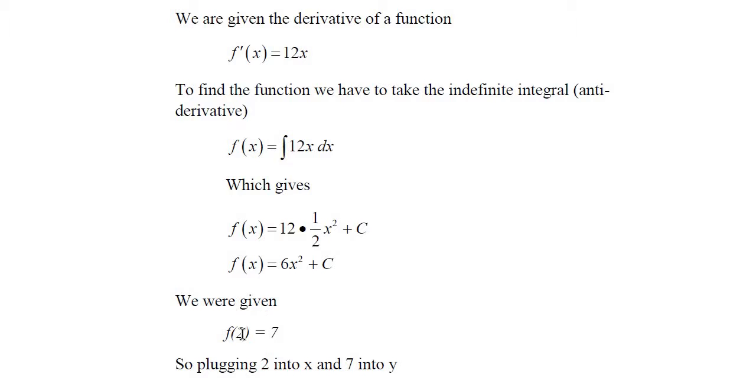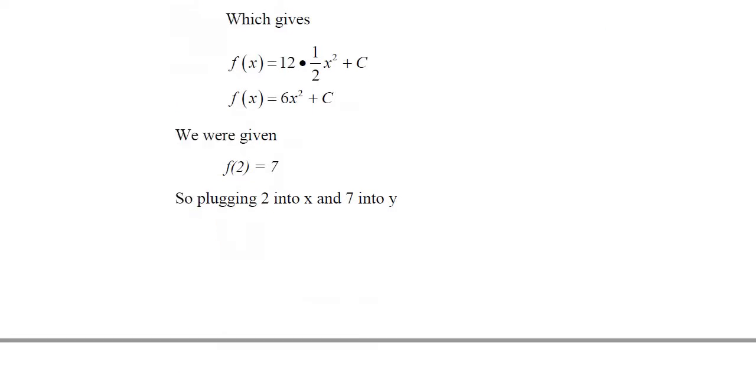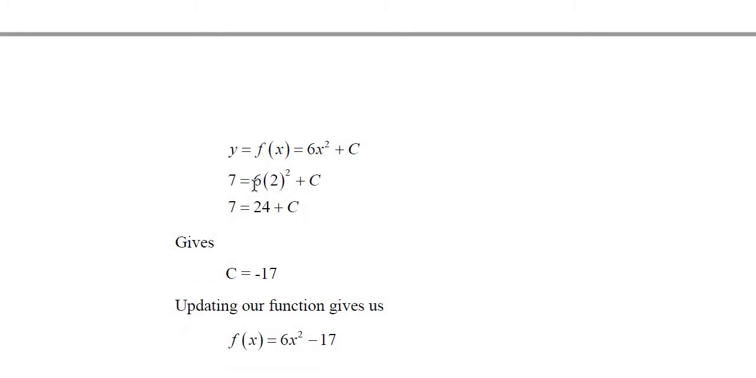Now we were given that f of 2 is equal to 7. So plugging in 2 for x and 7 for y, that's going to give us 7 is equal to 6 times 2 squared plus a constant. Well, 2 times 2 is 4, and 4 times 6 gives us 24. So 7 is equal to 24 plus our constant, so our constant has to be negative 17. Updating our function, this gives us f of x is equal to 6x squared minus 17.